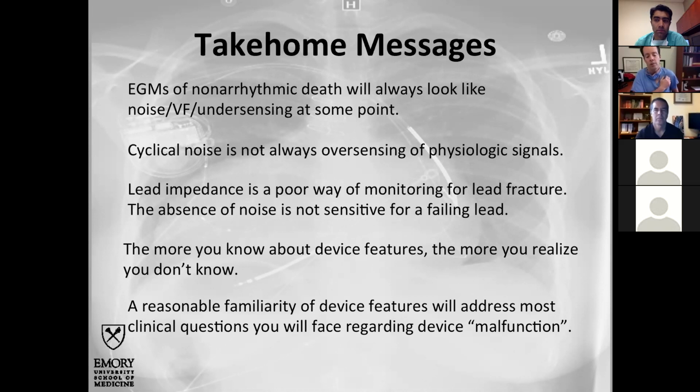especially those first couple years in practice regarding malfunction, to help you make that critical decision of extracting a lead, taking a patient to the lab and ripping something out versus, oh, this is nothing to worry about. This is a reprogramming issue. So I'll stop there and take questions. Keep it brief.